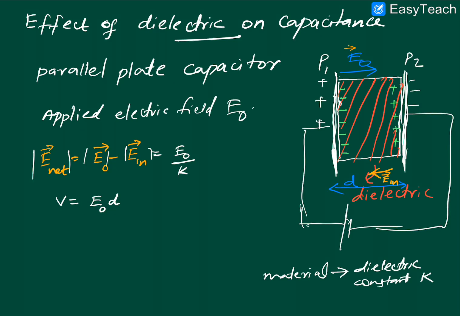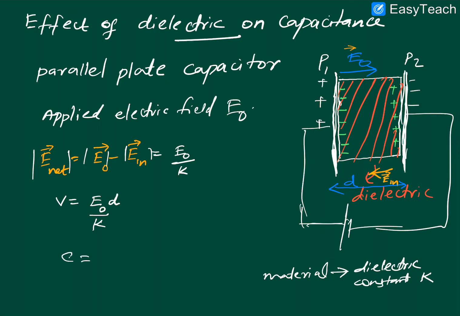Here what is the effective field? It is E0 by K. It is not E0, it is E0 by K. Field experiencing in between the plates is now E0 by K into separation D. Okay, so this is the potential. Now our intention is to find capacitance.